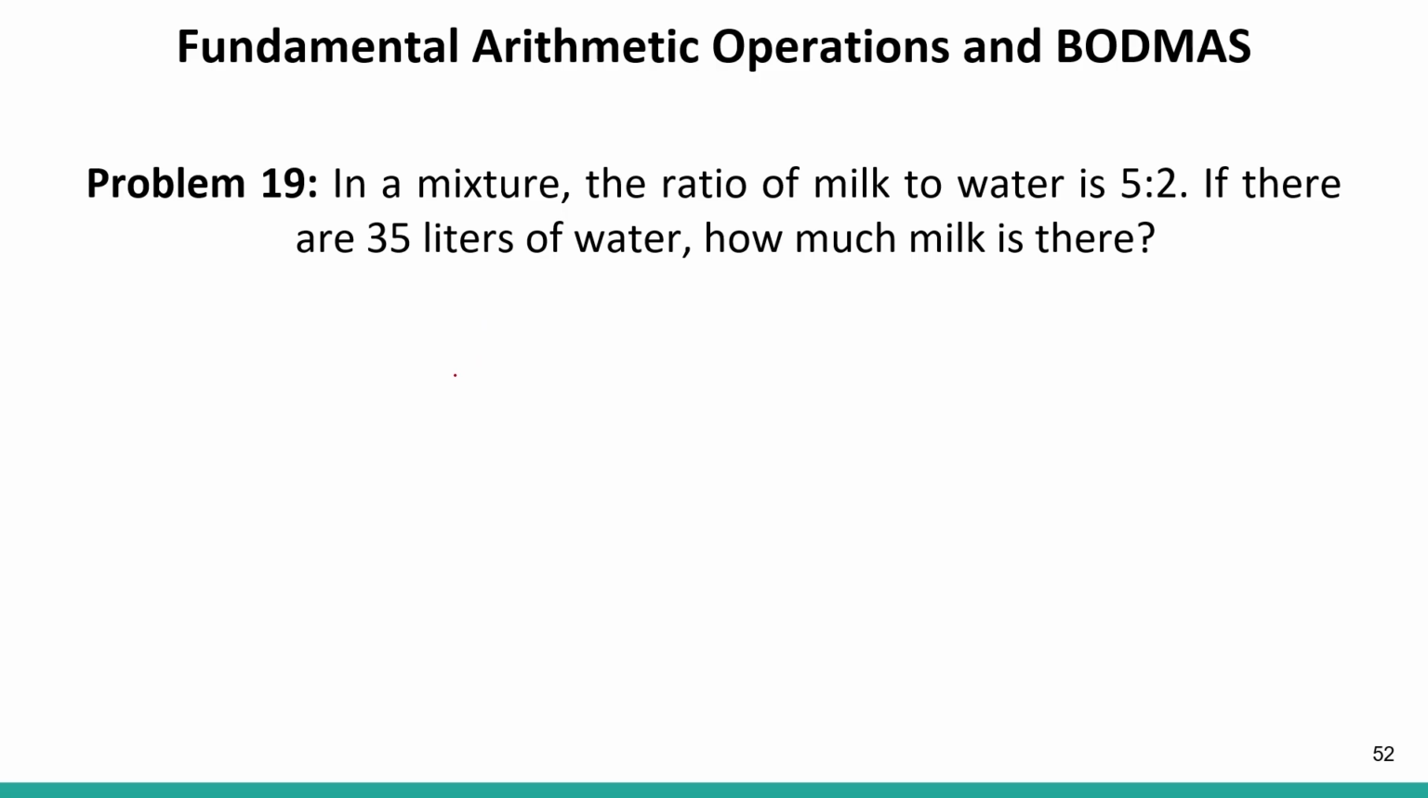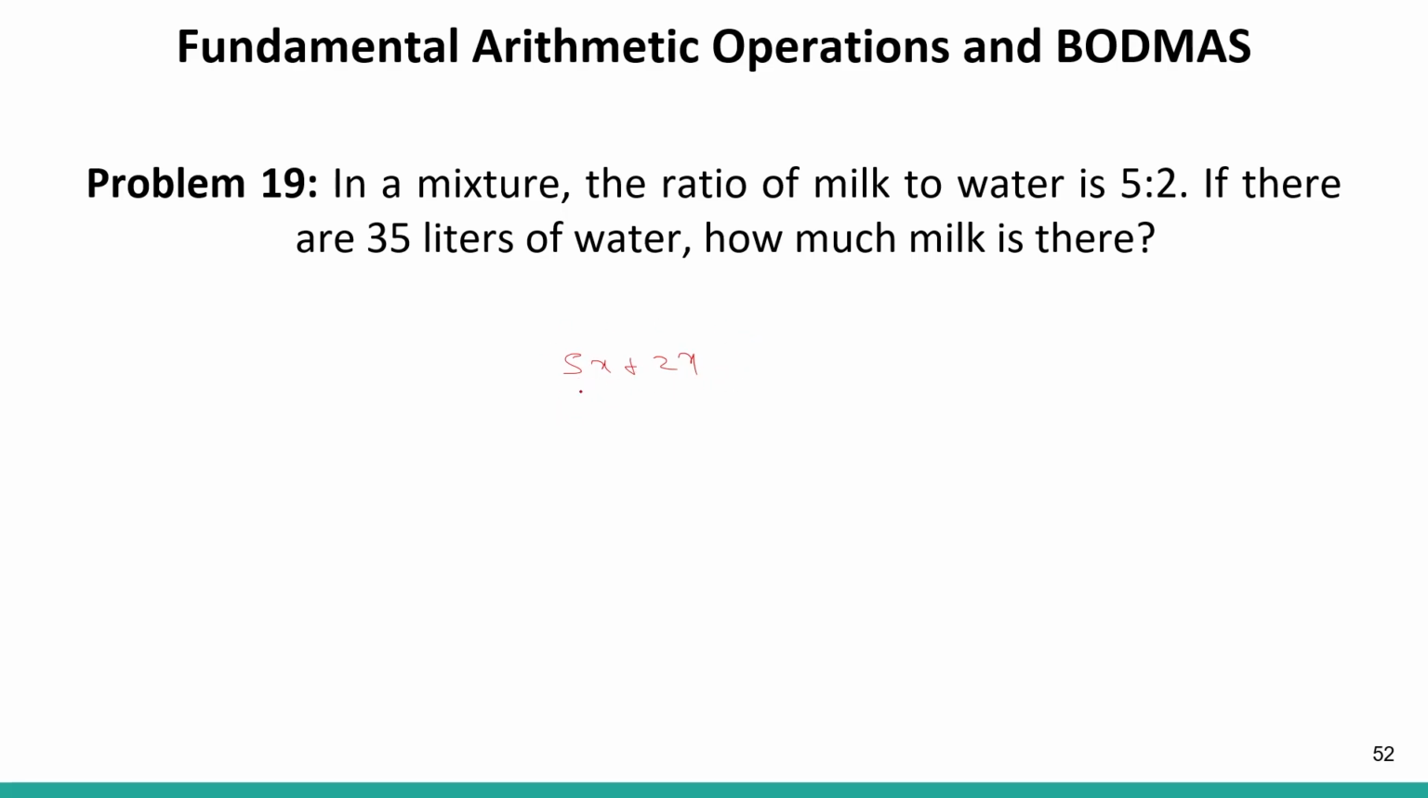Let's see problem number 19. In a mixture, the ratio of milk to water is 5 is to 2. If there are 35 liters of water, how much milk is there? So in a mixture, the ratio of milk to water is 5 to 2. So let's say 5x plus 2x, okay, we don't want to calculate the whole.